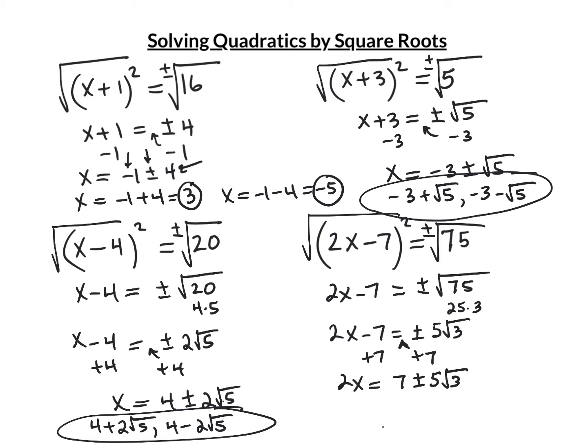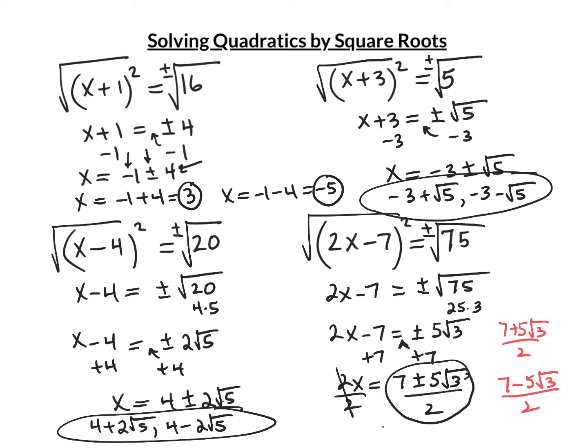This one's a little bit weird here, but what I'm going to do to get x by itself is divide by 2. And this is not a friendly answer, but this is actually your answer. Keep in mind again, this is two answers. One is 7 plus 5 root 3, all divided by 2, and the other answer is 7 minus 5 root 3, all divided by 2.